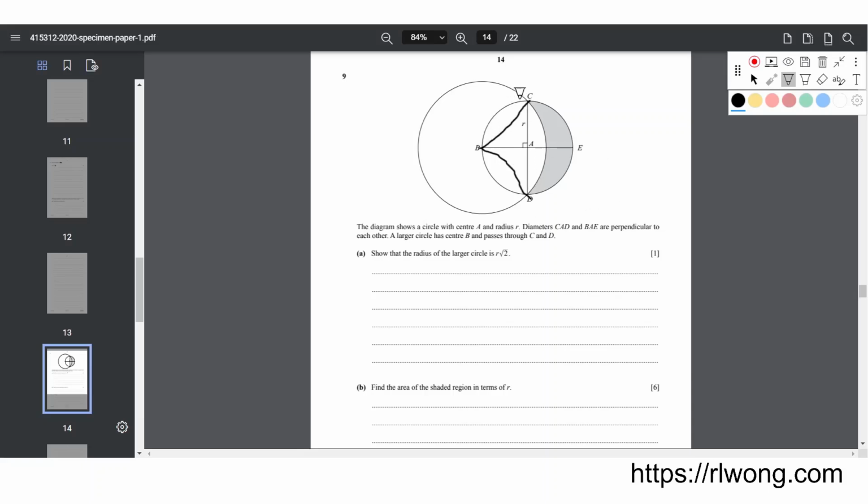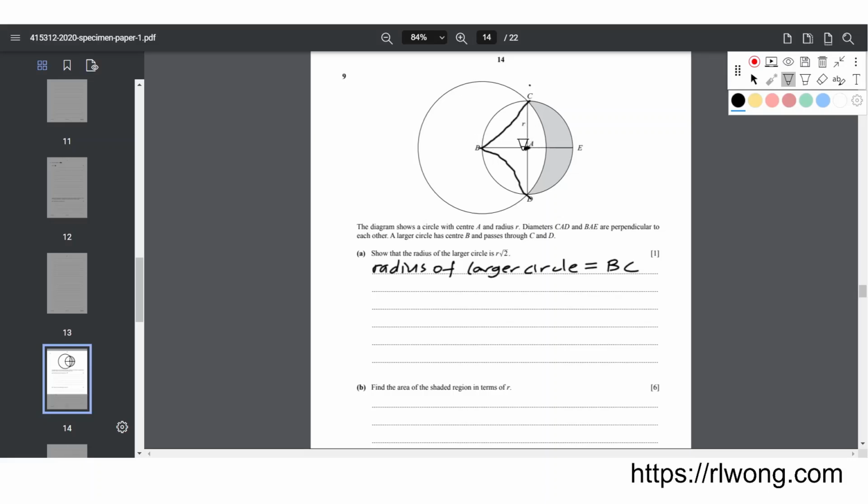So maybe I want to use BC. Okay, so I know that the radius of the larger circle is equal to BC, so I want to find BC essentially. Next, I know that for the smaller circle, the radius is equal to r. Anything that goes from the center A to the circumference is the radius. So AC is the radius, AB is also the radius.